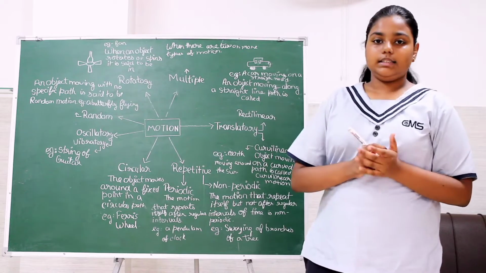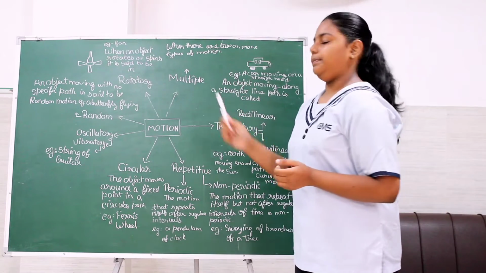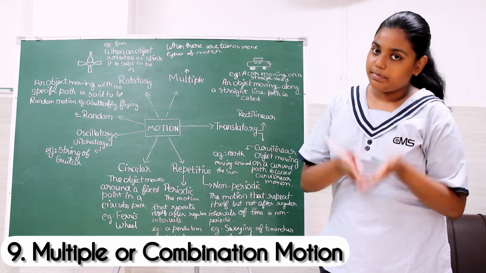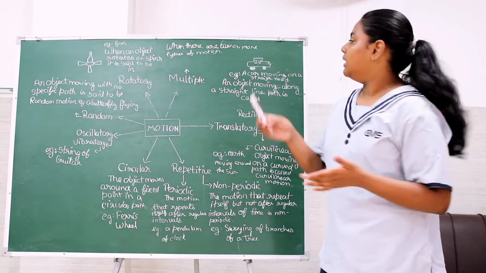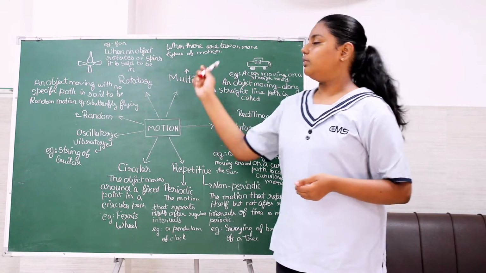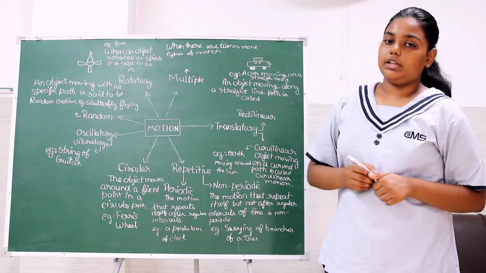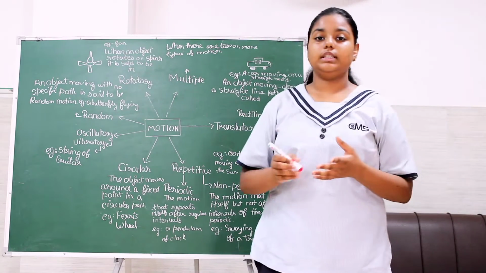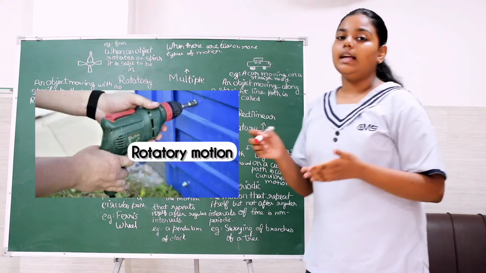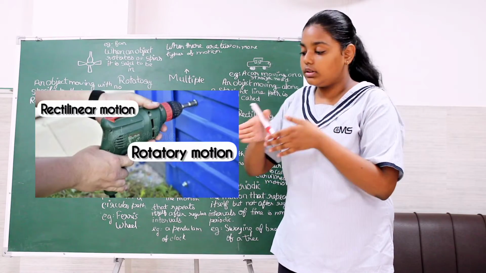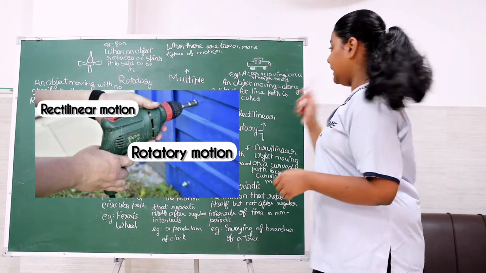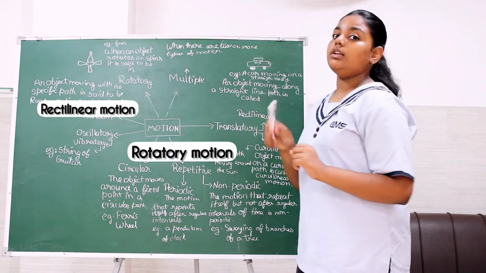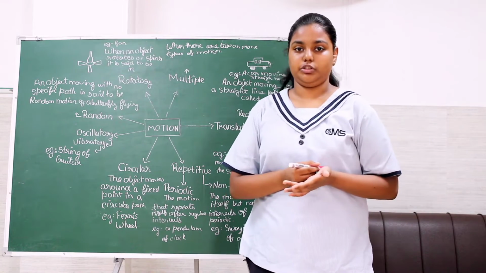Then at last, multiple motion. Multiple motion is also called combination motion, and from the word multiple or combination you can understand that when there are 2 or more types of motion, it is called a combination of multiple motion. I have two examples for it. The first example, as you can see in this drilling machine, is that when it goes in a straight line, it is a rectilinear motion, and it also rotates at the same time. So it is a rotatory motion. So it is a combination motion.